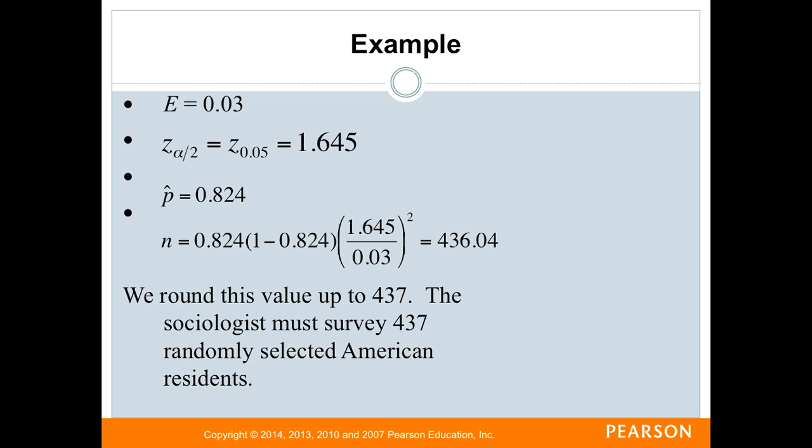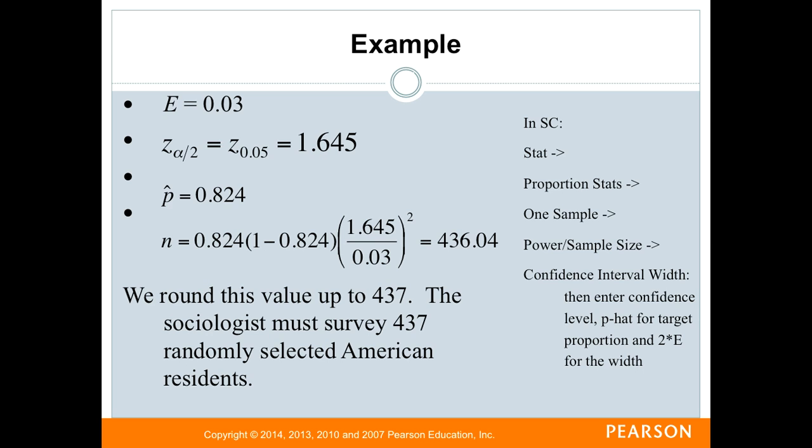So this means that the sociologist has to ask 437 randomly selected American residents this question in order to have the desired margin of error and desired level of confidence. Now, we can also use StatCrunch to do this.